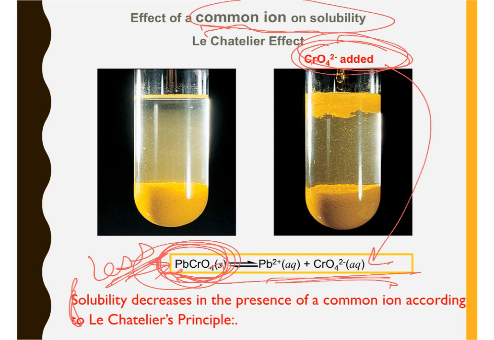And you can explain it in terms of Le Chatelier. So Le Chatelier says, if you do something to disturb an equilibrium, in this case, if we add more of one of the ions, what's going to happen? It's going to try to get rid of what you just dumped in there by shifting the reaction to the left.